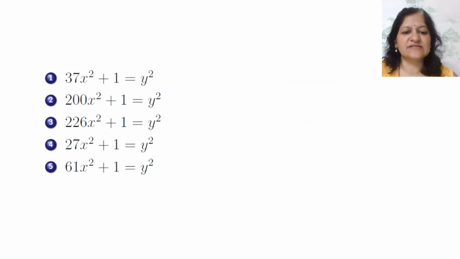These are exercises and you can solve these exercises either by the Bhavana method or by the Chakravala method. This last example, 61x square plus 1 equal to y square, was given in ancient times and the solution to this equation is very large, and that we can solve by the Chakravala method.